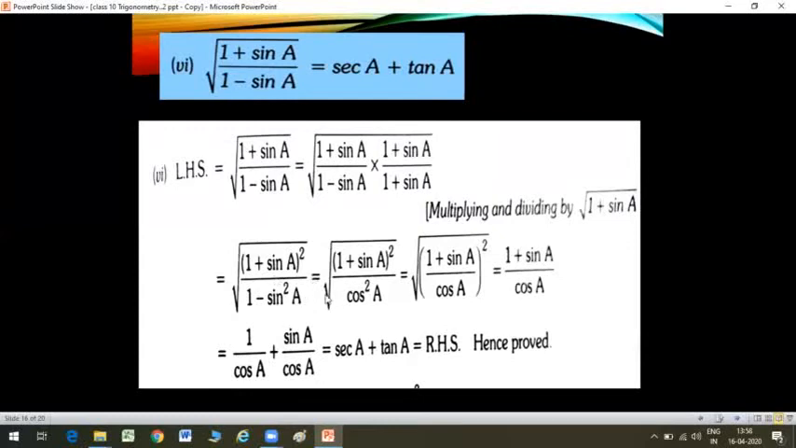Then this is equal to square root of (1 plus sin A) whole square in the numerator, divided by 1 minus sin square A, which is equal to cos square A by the identity. So this is equal to, now we can write, ((1 plus sin A) by cos A) whole square. Then this is equal to (1 plus sin A) by cos A. Then we can separate the terms here. So this we can write as 1 by cos A plus sin A by cos A. 1 by cos A is secant A plus sin A by cos A is tan A, which is equal to right hand side.